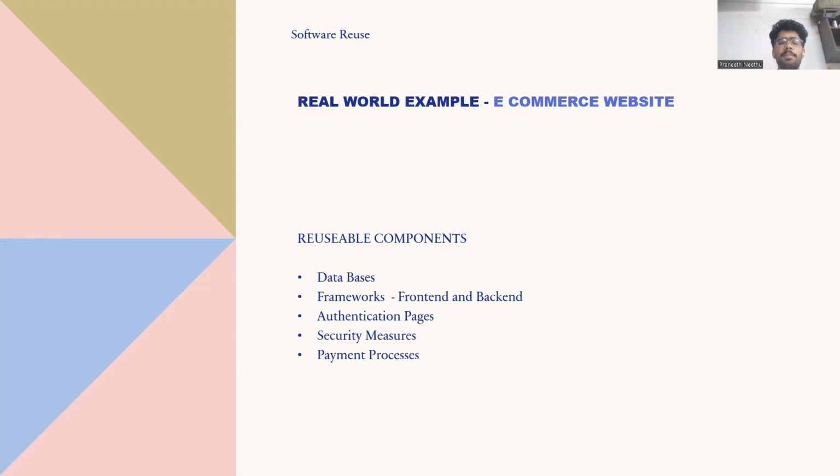Authentication pages can be copied directly. Security measures can be implemented through libraries. And payment process will be same in every software that is developed. In this scenario, software reuse occurs at multiple levels. Reusing open source RDBMS, web frameworks, and front-end libraries, integrated third-party authentication payment processing services, leveraging established CMS platforms.